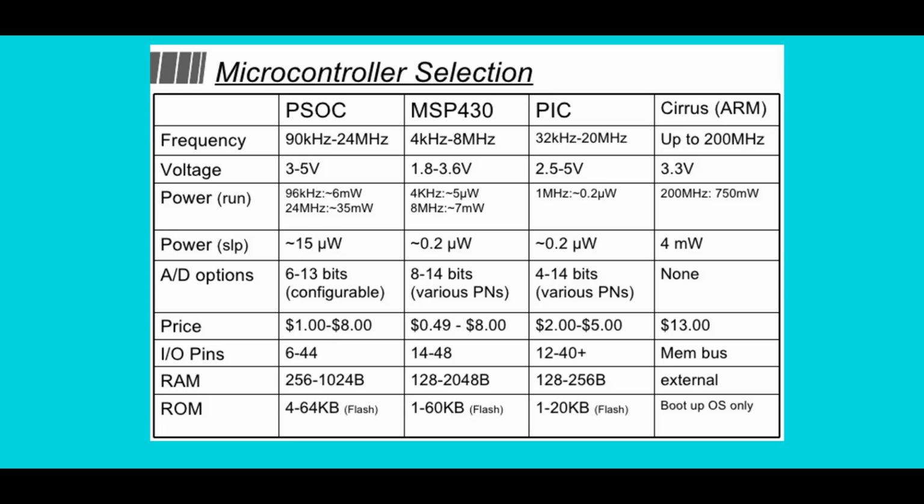Another criteria you should look at is the number of input-output pins. Also, RAM is important. RAM is the memory used while the system is running. ROM is another criteria. ROM is the storage capacity of the microcontroller. The data stored in ROM stays there even after the system is powered down, while the data stored in RAM gets destroyed when the system is powered off.